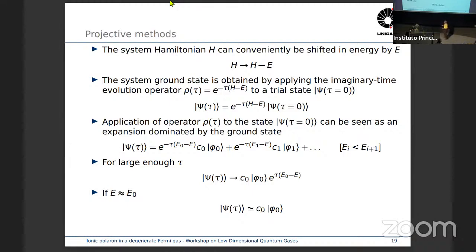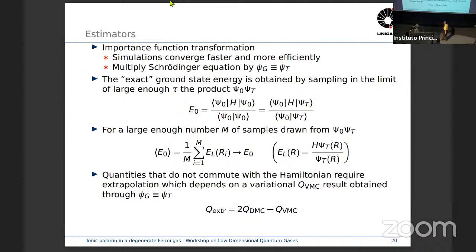Of course, we don't know exactly what E naught is. This is something that we might change during the simulation. Technically, it's important to perform this importance sampling transformation. This will make our simulations converge faster and more efficiently. Essentially, what is done is to multiply the Schrödinger equation by a trial function that in this context is called a guiding function. The exact ground state is obtained by sampling, when we have large enough tau values, the product of the true ground state times the trial wave function.